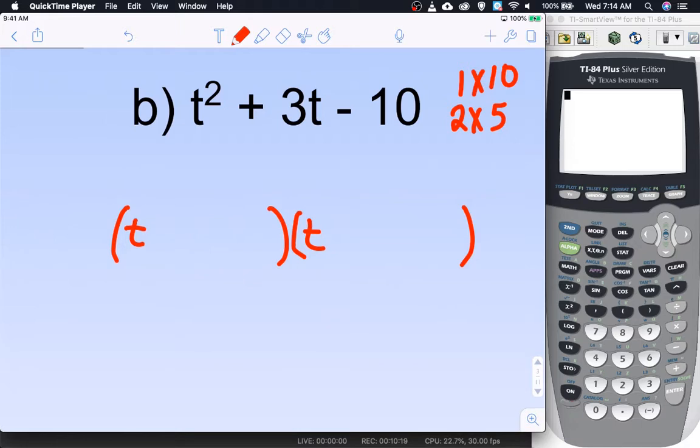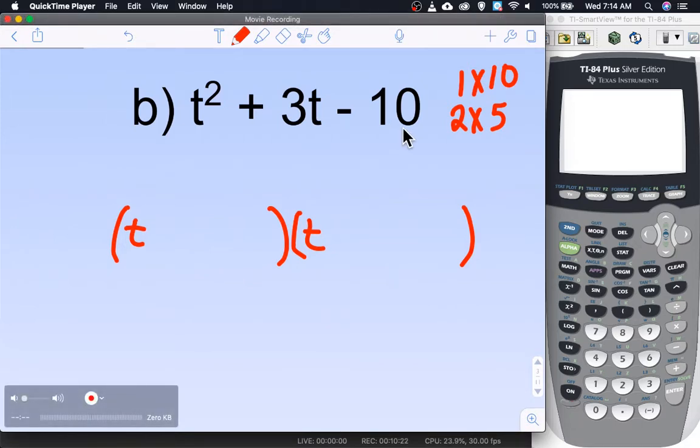I will tell you from experience, it's usually better to pick the numbers that are closer together. In this case, the numbers 2 and 5 are closer together than 1 and 10. I'm telling you from experience that it's usually closer to this. It's rarely the numbers where they're farther apart. So pick the numbers that are closer together, and you'll get to your answer usually with less guessing and checking. Okay, now I'm doing just what I suggested. I'm picking the pair that's closest together.